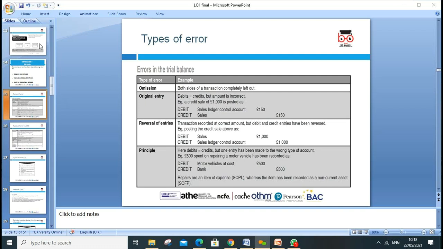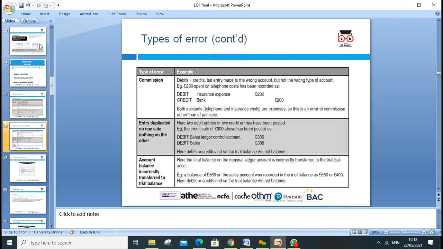Principal errors: expenses go on the debit side, assets go on the debit side. Maybe we are saying it's an expense. If we say expense instead of asset, it means we're reducing our profit. So we need to follow the basic rules of double entry. We need our financial statements to be true and fair. So that's why we need to make the right adjustments if we make mistakes.